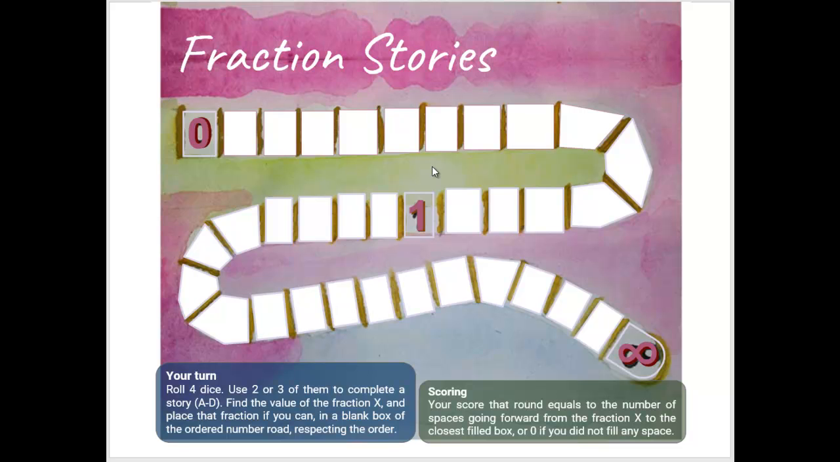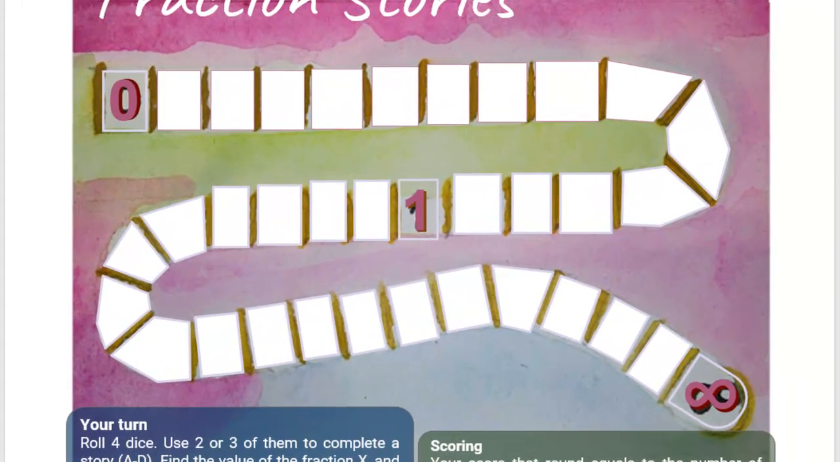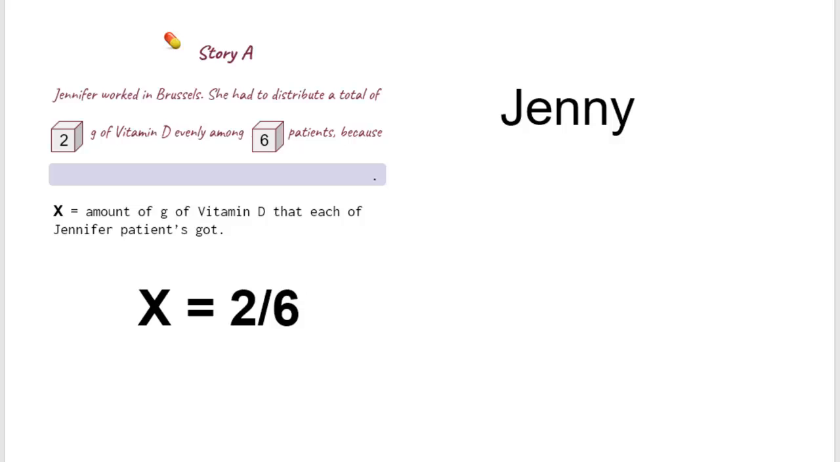Hello mentors, in this video we'll shortly demonstrate how to play the Fraction Stories game. So here's the board. It starts with a 0, a 1 and an infinity. And let's say Jenny starts, so she rolls her dice and she picks a 2 and a 6 out of their values, and she picks story A.